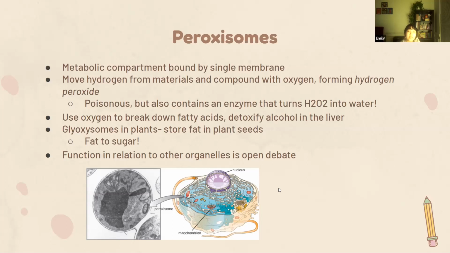Liver cells have a lot of peroxisomes which detoxify alcohol. Hydrogen peroxide is dangerous for our body, but we have an enzyme in peroxisomes that turns hydrogen peroxide into water and oxygen, so it is A-OK. In plants, there's a special kind of peroxisome called a glyoxysome, and it stores fat in plant seeds and can convert fat to sugar. That's a pretty cool process.